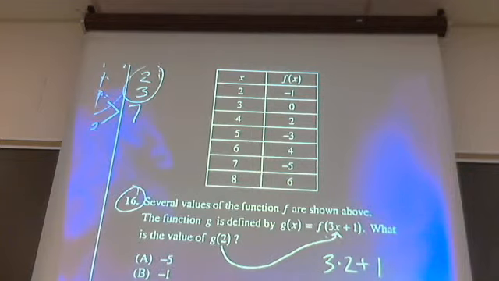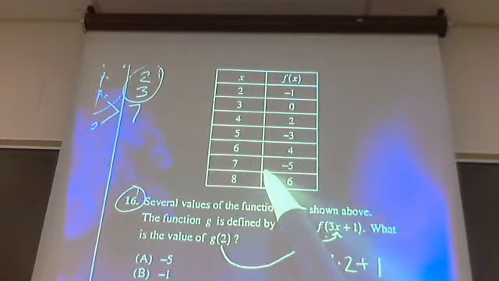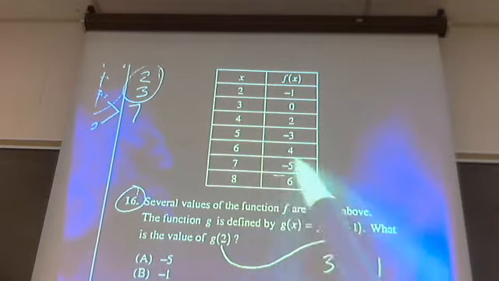So we really want to know the value of the function f when you put in 7 for x. So here's the x, and ding, ding, ding, ding, ding, we have it right here in the table.